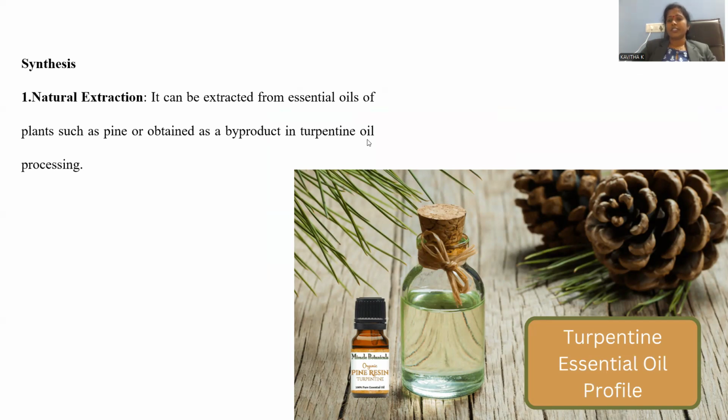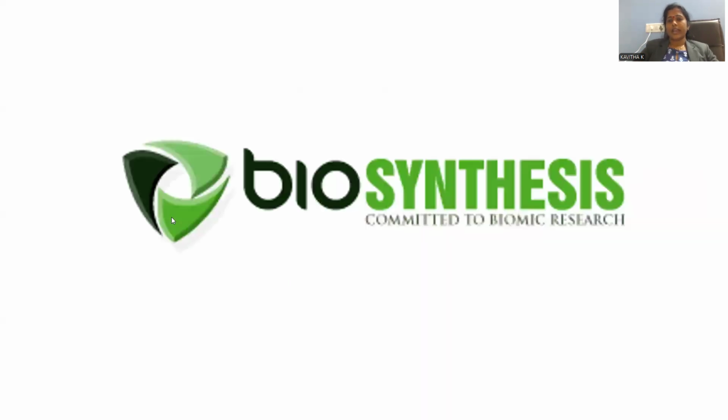So during the manufacturing of turpentine oil, that is also extracted from these pine trees only. During the extraction of turpentine oil, this alpha terpineol is a kind of byproduct over there. This is the way natural extraction will be carried.